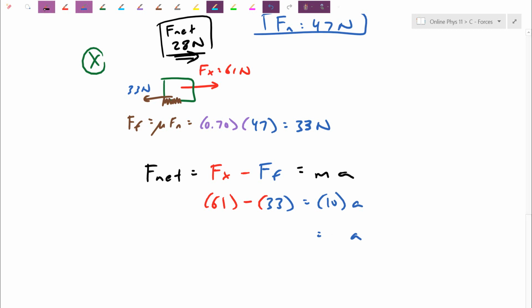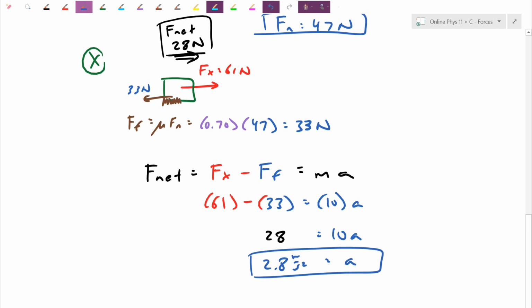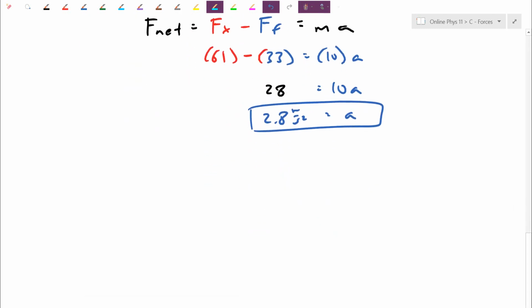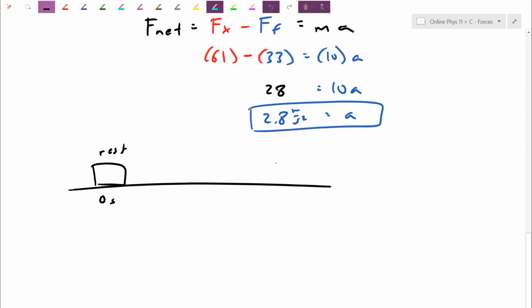This will actually give you the ability to find acceleration. So we had calculated an overall unbalanced force of 28. That's equal to 10 times a, and therefore the a is going to be 2.8 meters per second squared. Because there is a net force, the net force is not zero, Newton's second law says there will be an acceleration, and we've actually been able to find out how much that acceleration is. At this point, it just boils down to a kinematics problem. We started off knowing that this was at rest. This is at 0 seconds. We know it's going to start accelerating along at 2.8.